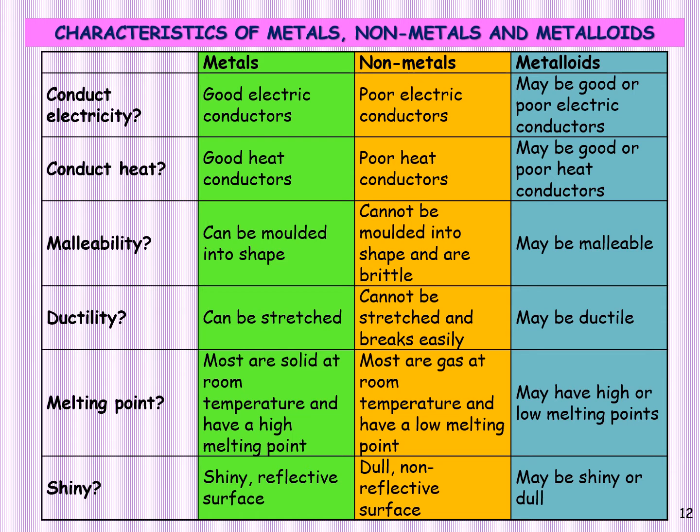Let us compare the characteristics of metals, non-metals and metalloids. Metals are good conductors of electricity, whilst non-metals are poor conductors of electricity. Metalloids may be good or bad conductors of electricity.